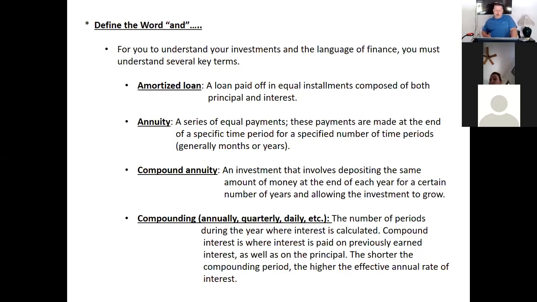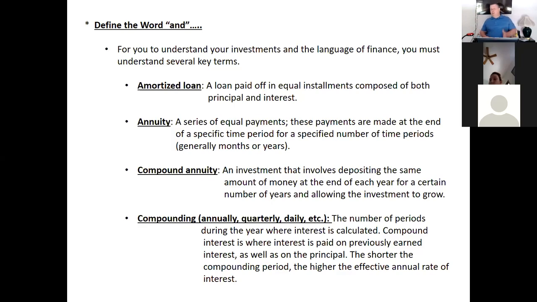A compound annuity is an investment that involves depositing the same amount of money at the end of each year for a certain number of years and allowing the investment to grow. So something like an IRA, an individual retirement account, where the government allows you to put at least $2,000 in a year for an individual, $5,000 for a couple, and that is tax-free. And if you keep doing that $5,000 every year, then maybe after about 30 years, if you start off young, you'll take that out in retirement.